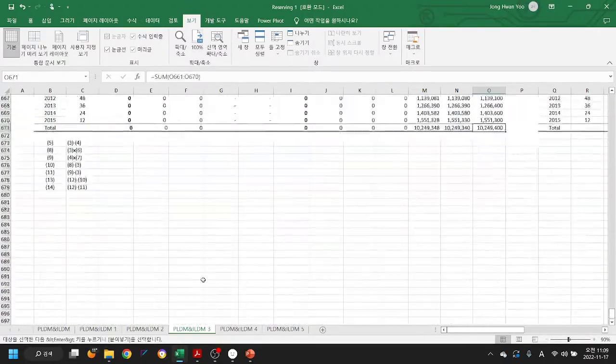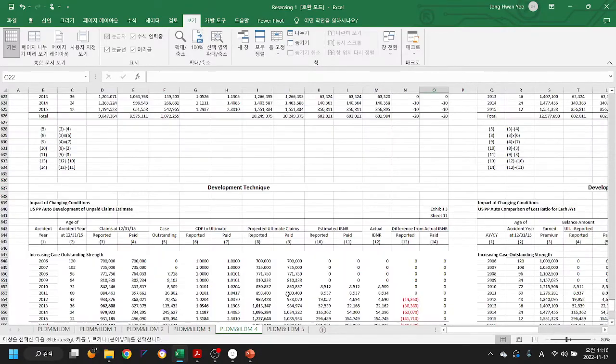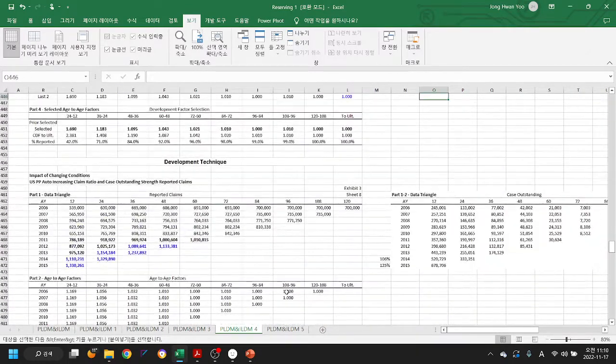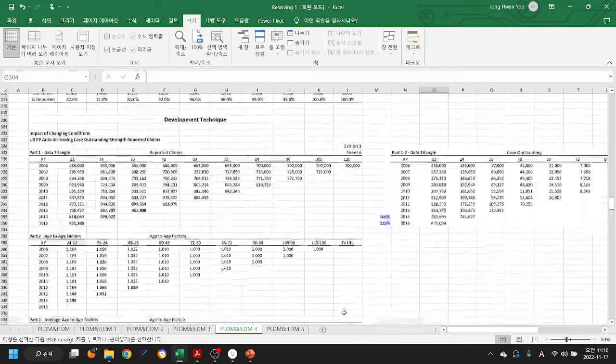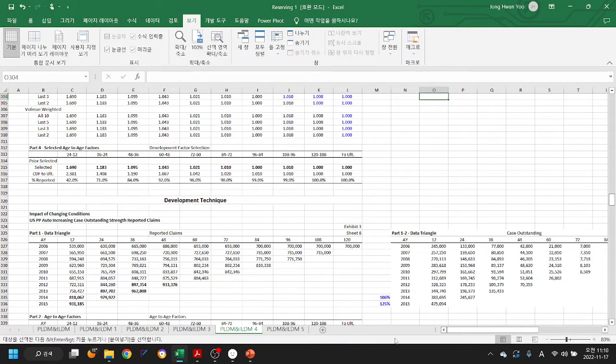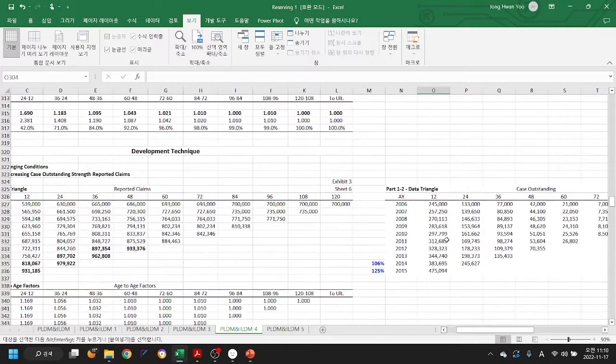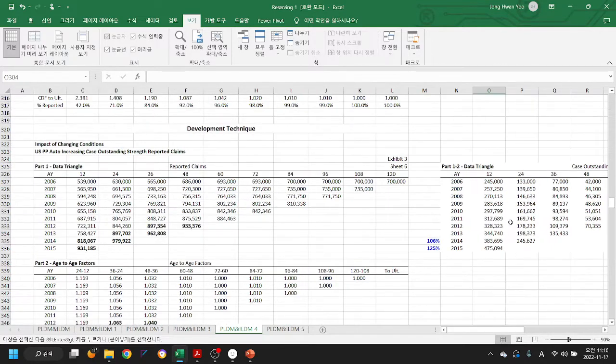So you remember I have the case outstanding triangle, right? Just simply subtract the paid loss amount from the reported loss. And I have it here. And this bold is what it's talking about to strengthen the case outstanding. It means a 6% increase and a 25% increase. So I'll show you that.